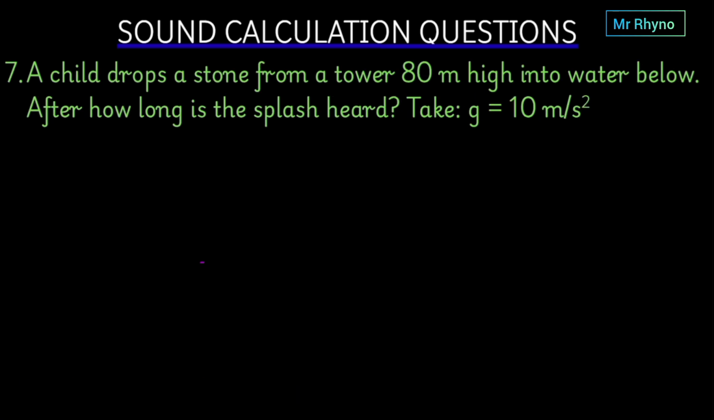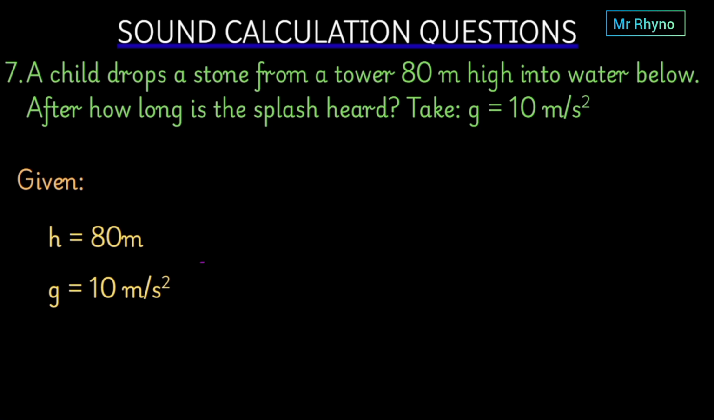Question 7. A child drops a stone from a tower 80 meters high into water below. After how long is the splash heard? Take gravity as 10 meters per second squared. We are given the height of the tower as 80 meters.